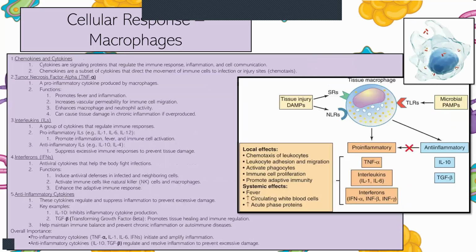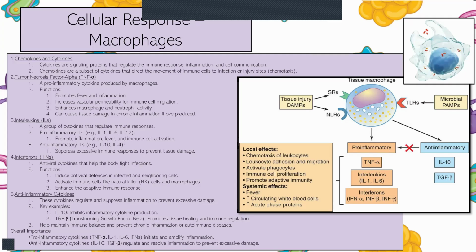When the body detects injury or infection, a complex network of signaling molecules, chemokines and cytokines, orchestrates the immune response. These messengers mobilize immune cells, regulate inflammation, and control tissue healing. At the heart of this response is tumor necrosis factor alpha, a powerful cytokine that acts as an alarm.